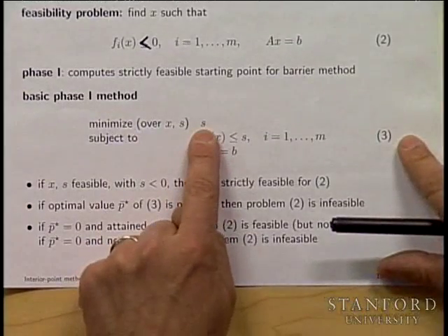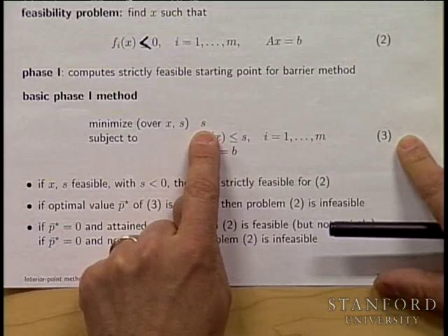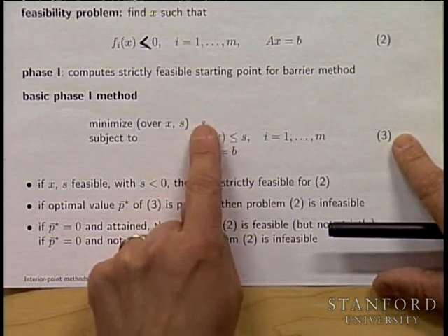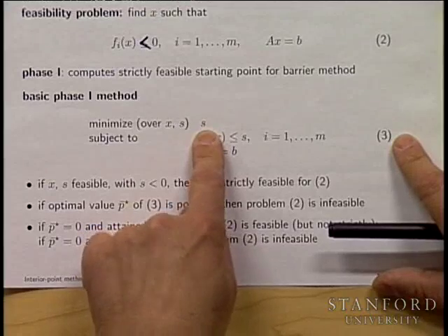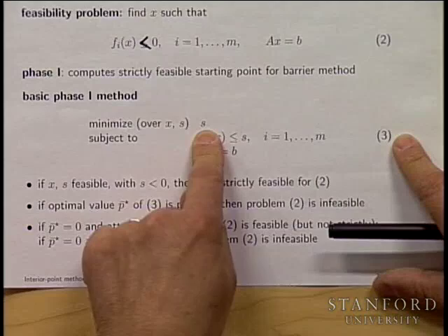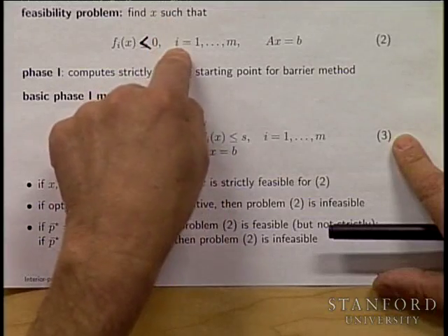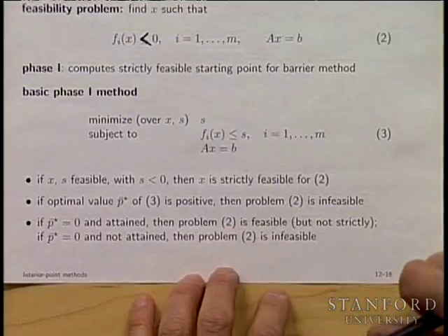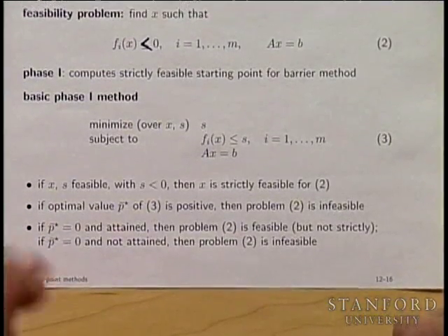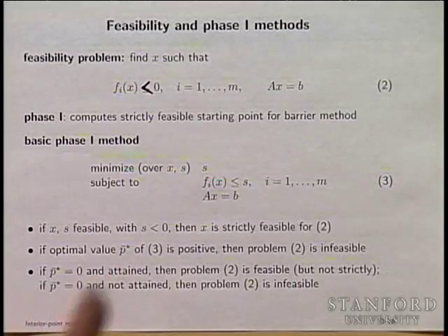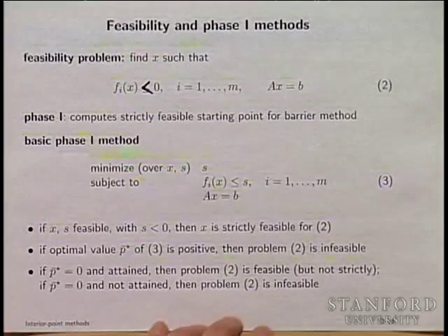Now, if you minimize this problem and s star is positive, you actually have a proof that the original problem is infeasible. In fact, the dual point found by solving this problem is a certificate establishing that the original system of inequalities is infeasible. There's one case where the results are ambiguous, and that's when p star is 0. That's when you're right on the boundary. It means the problem could be feasible but not strictly feasible, and so on.